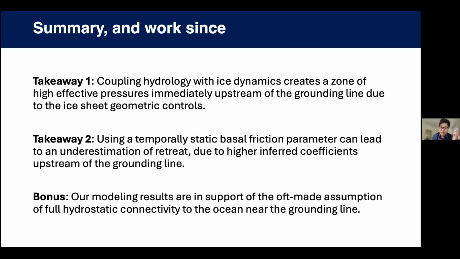These results, as a bonus, somewhat support the assumption that many ice models already make to try and account for hydrology: that the hydrologic system has a full hydrostatic connectivity to the ocean near the grounding line. We show that this only applies close to the grounding line. And I think there's still some room to investigate where exactly it's reasonable to parameterize in this way. I think Tsai will take some steps into this, and others as well.